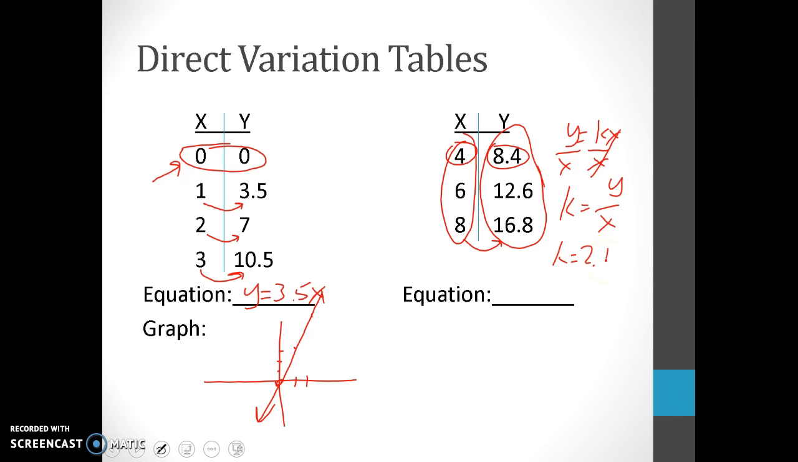So what is our equation? The equation is y equals 2.1 times x. And if we were to graph this equation, similar to before, we're going to have a point at 0, 0. But then if we move over 1, we're going to go up 2.1. If we move over 2, we're going to be at 4.2. And it's going to be a line that looks like this.